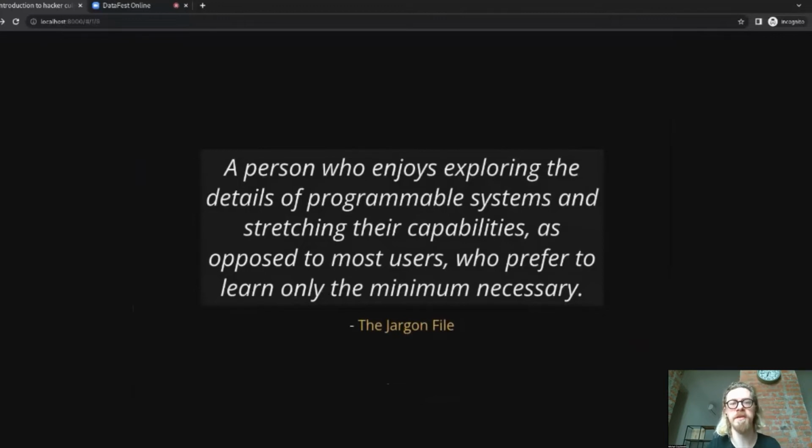The jargon file is a little bit of a political treaty, or ideas and values treaty, but also a glossary or a dictionary of different terms that originate from early hacker culture. The jargon file defines a hacker as a person who enjoys exploring the details of programmable systems and stretching their capabilities, as opposed to most users who prefer to learn only the minimum necessary.